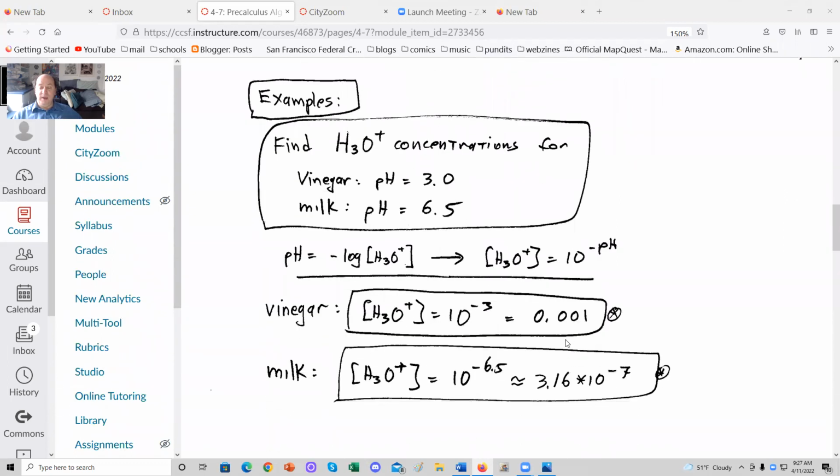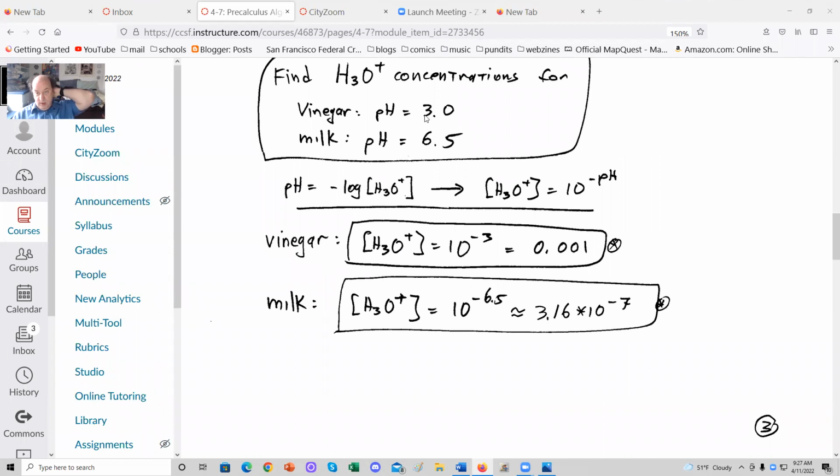So, for example, find H3O concentrations for these two pHs: vinegar with a pH of 3.0 and milk with a pH of 6.5. Now, right here, we have pH in terms of concentration. To find concentration, we invert, and get that the concentration equals 10 to the negative pH. So for vinegar, plug it in here, the concentration is 10 to the negative 3.0, 0.001, 0.1%. For the milk, concentration is 10 to the negative 6.5, which is 3.16 times 10 to the negative 7.